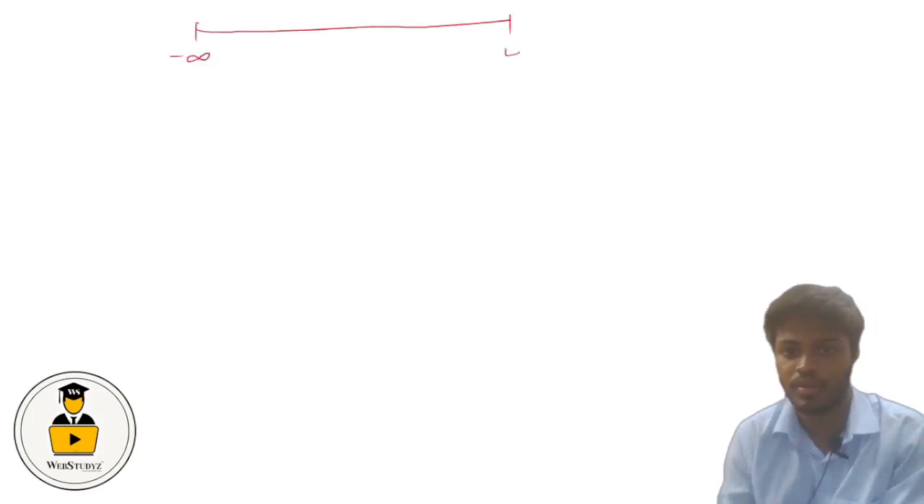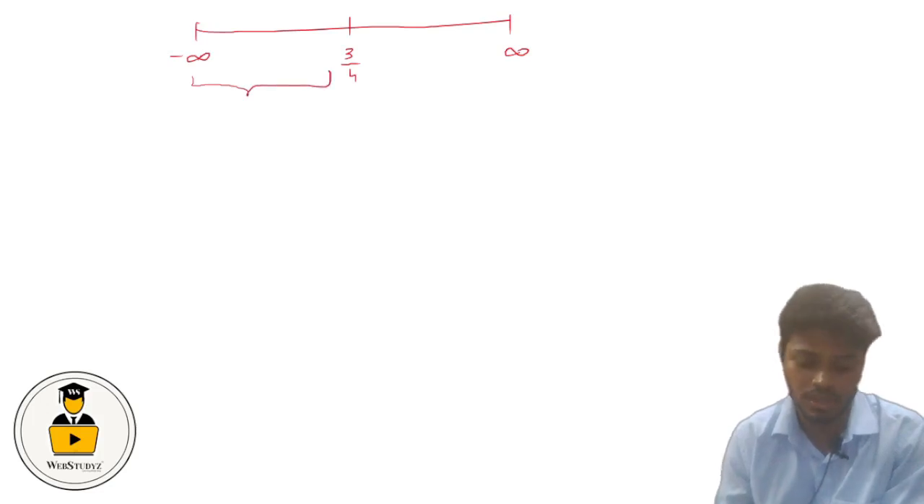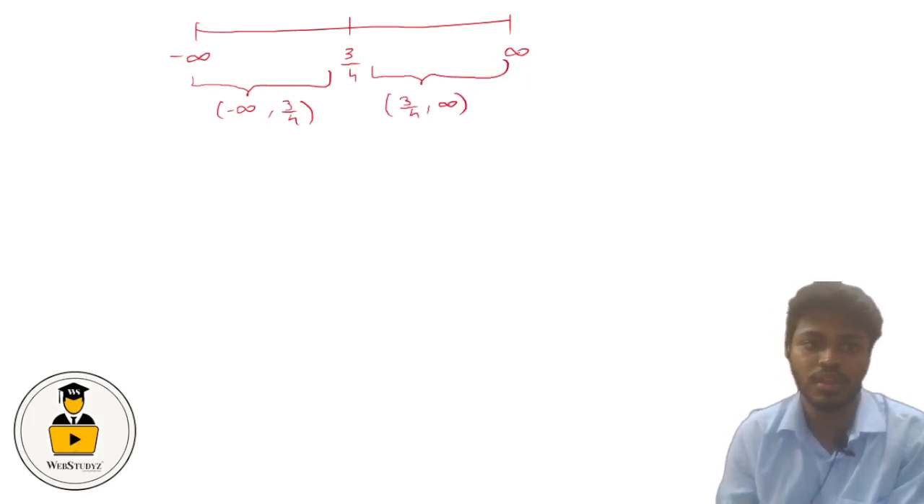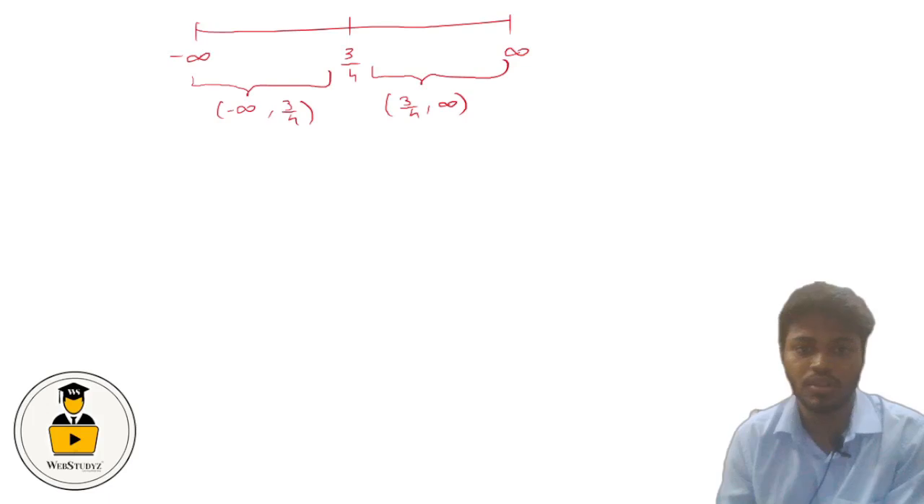So if we draw the number line here, it will go from minus infinity to plus infinity, and 3 by 4 will come on this side. So we can say that this is our minus infinity to 3 by 4 interval, and this is our 3 by 4 to plus infinity interval. So let us check in which interval the function is increasing.